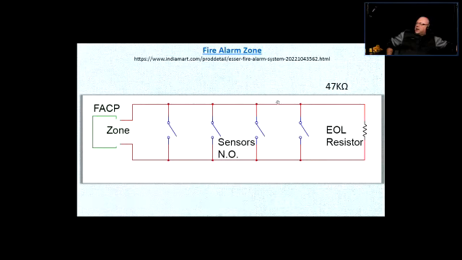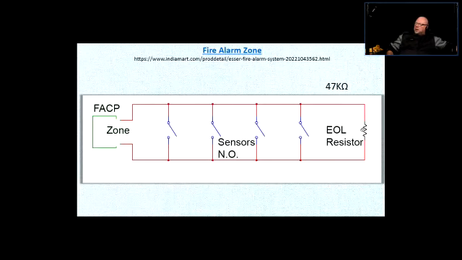If there is a break in the line, the system is not going to see the end-of-line resistor. It's going to see a huge resistance, which could basically be considered infinite resistance. It is not going to think that everything is okay. Actually, it's going to think that something is wrong, and it goes into a condition called a trouble condition. A trouble condition is not a fire condition. It just means there's a trouble with the wiring of the zone, so it could be a broken cable somewhere in the middle of the line.